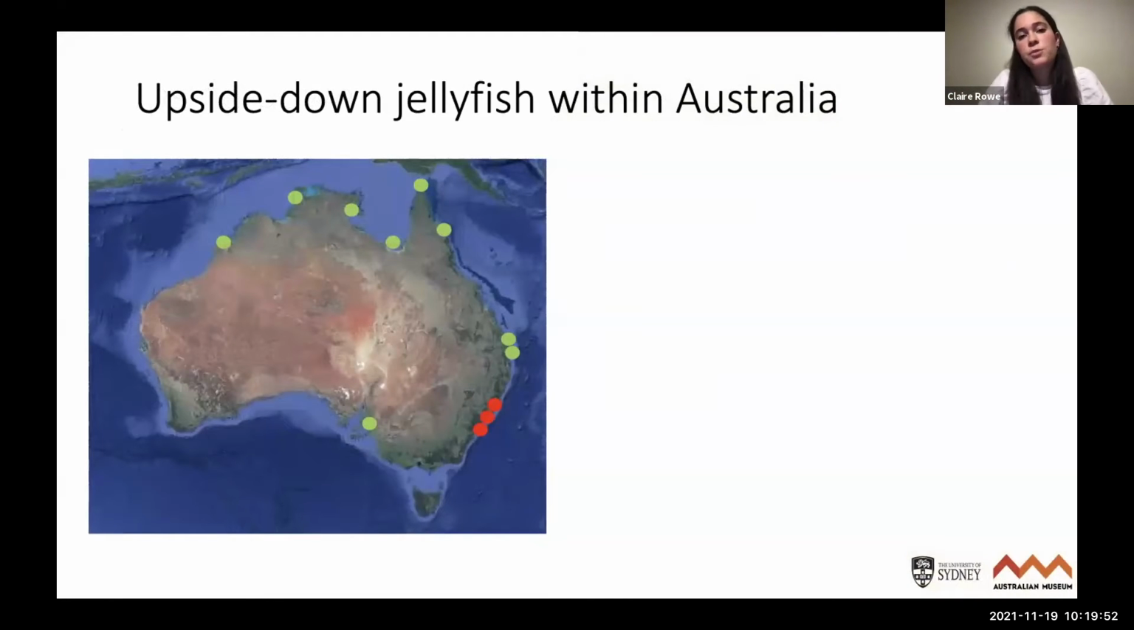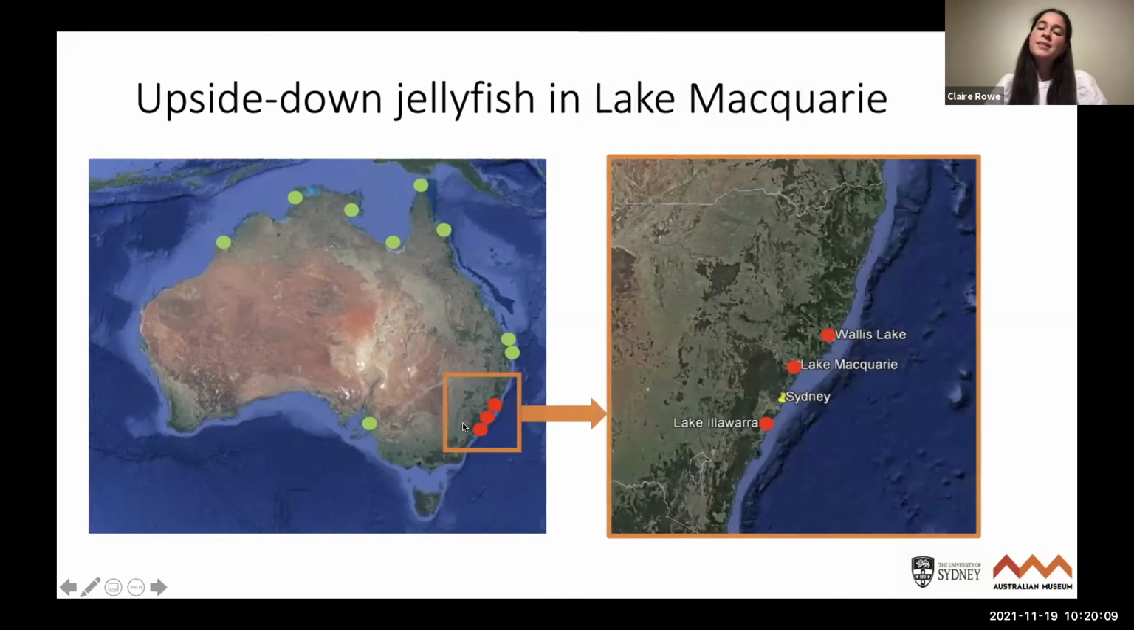So upside down jellyfish within Australia typically have a more northern tropical distribution. There is this one population in South Australia that's been there for over 20 years and occurs by a power plant outlet, so the water is a lot warmer there. But my main interest is these three red dots here. That's because they occur in temperate New South Wales.